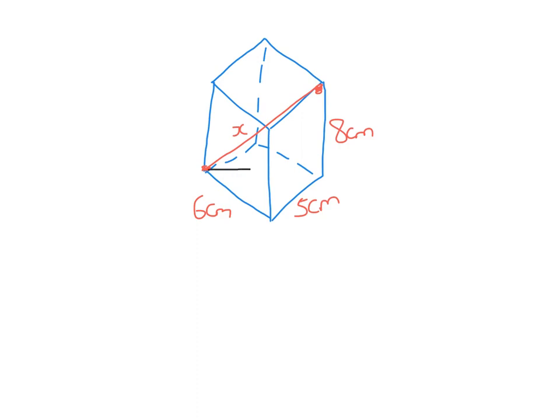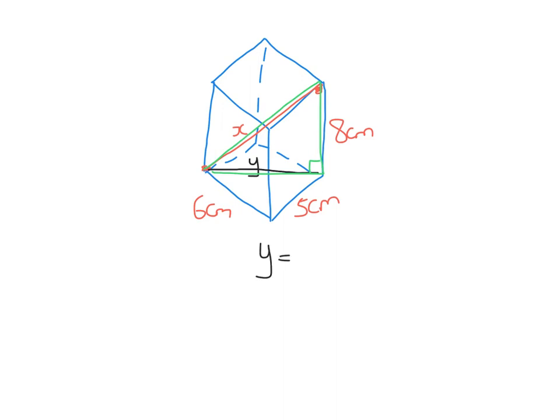So what I can do is find this distance along the bottom of the rectangular prism, which I'll call y. Then I'll have a right-angled triangle here. I know this will be a right angle because it's a rectangular prism. And using that green triangle, I can find x. So let's first calculate y.